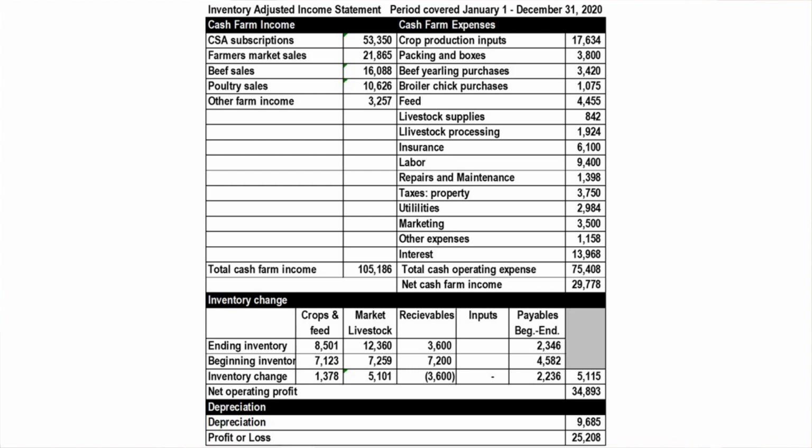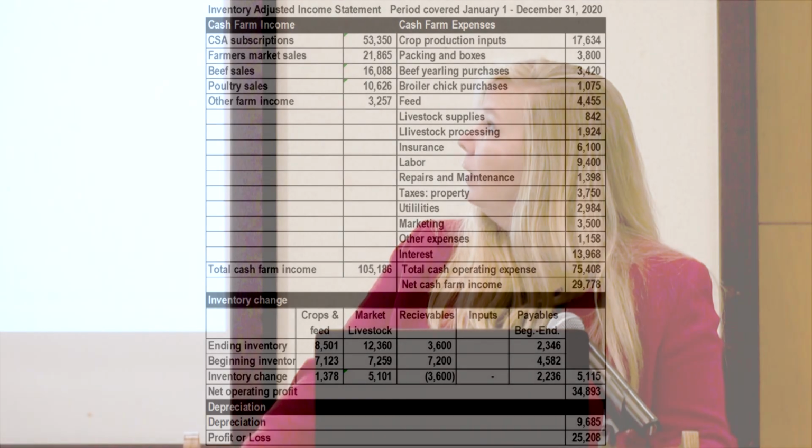I've paid to raise the cows, I've paid the processor, and it's sitting in the freezer. That's important to know, right? Because I've got that inventory. So that's why this statement is important, because yeah, I haven't sold it yet, but it's still an asset to me. It's still there.